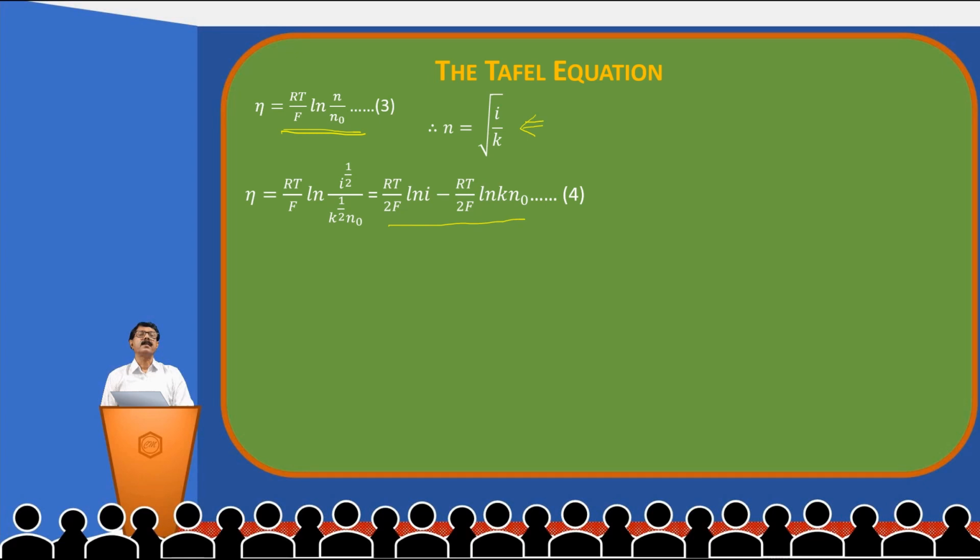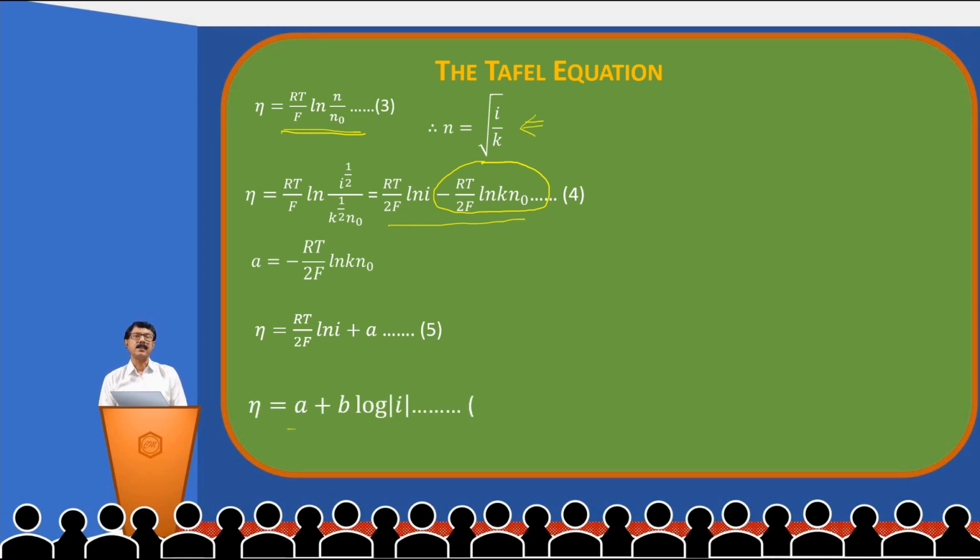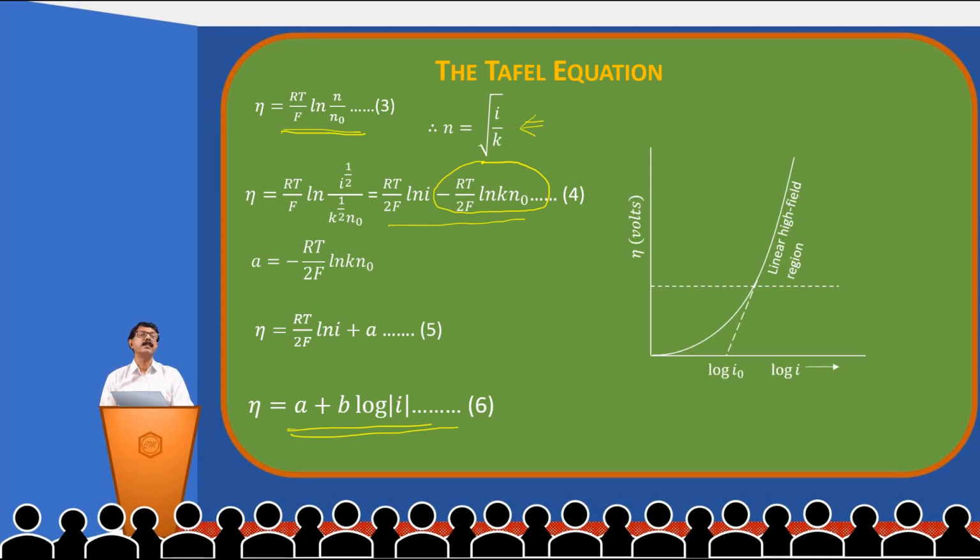Now we write minus RT by 2F ln K n0 as A, which is a constant. That is, eta equals RT by 2F ln I plus A. Or we may write a more simplified form as eta equals A plus B log I. And this is the Tafel equation. This equation is an equation for a straight line. Therefore, a plot of eta against log I should be a straight line.